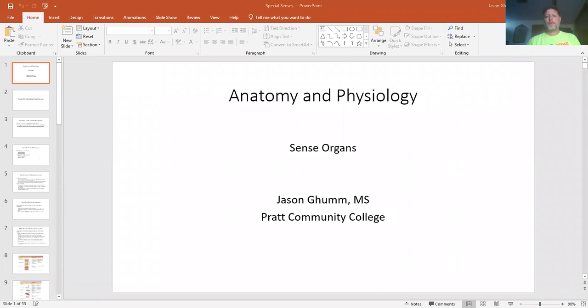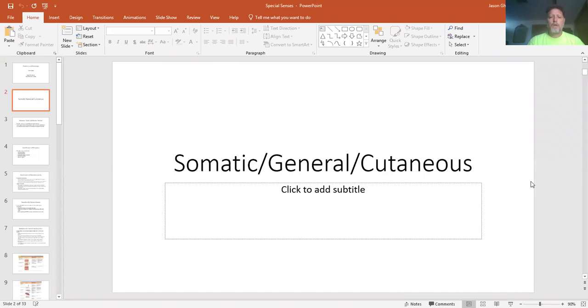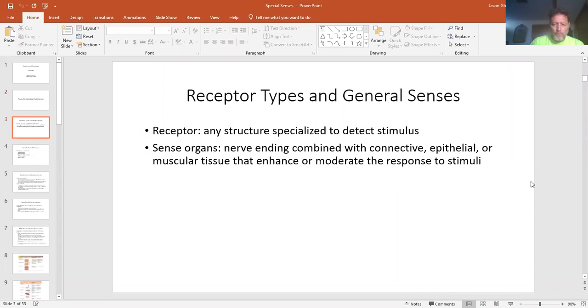All right, now we're going to do sense organs. When you're talking about sense organs, you're talking about nerve endings, because they're going to be receiving information. So these are somatic, general, or cutaneous, various names for them. But really these are receptors. So anything that can detect a stimulus is a sense organ. Most of them are covered with connective tissue or epithelium or something around them that will respond to that stimuli.